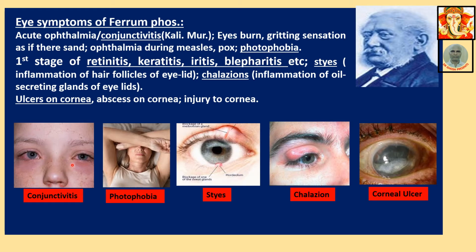This is conjunctivitis. This is photophobia, that is, a patient cannot look at the artificial light. This is styes. This is chalazion. This is something else. It is due to inflammation of the hair follicles of the eyelid. This is due to inflammation of the oil secreting glands. Two different diseases, looking almost the same. In both cases, if it is in the first stage, this medicine FERRUM PHOS acts nicely.